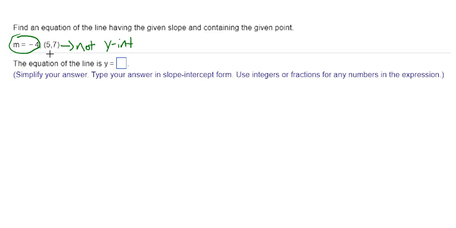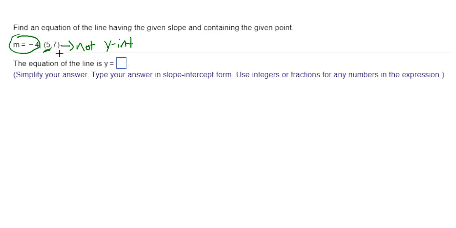This is not the y-intercept, and I can know that not just because they didn't label it as the y-intercept, but to be the y-intercept, the x-coordinate would have to be 0. Right? The y-intercept is going to be 0, some number. This is not 0, some number, so that's not the y-intercept. So b is not equal to 7.